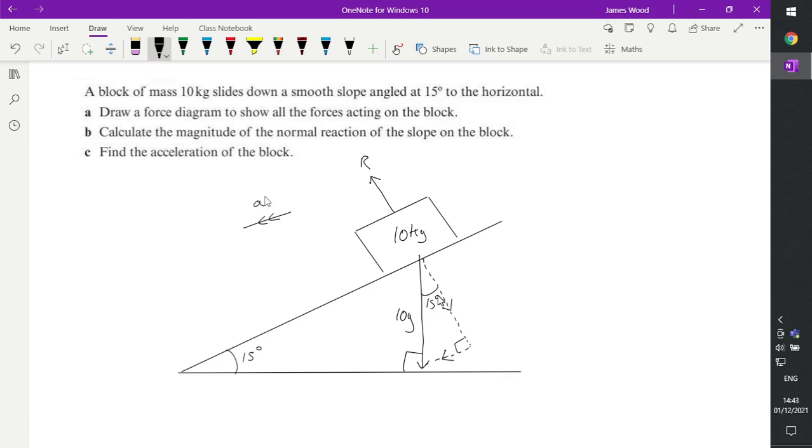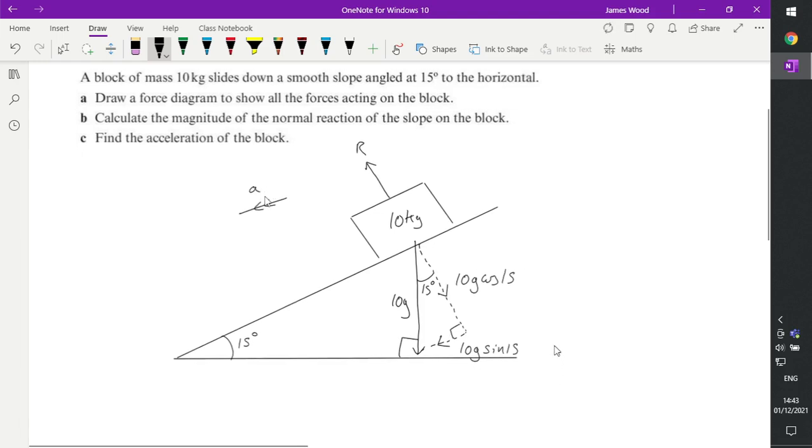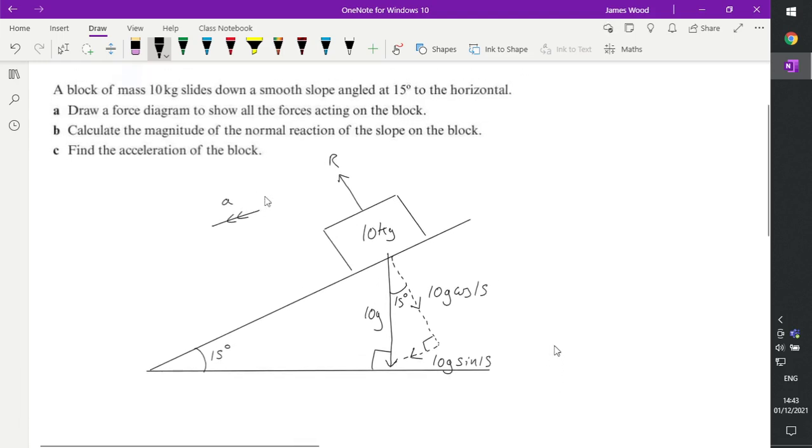So this component here is adjacent to the angle. So this is 10g cos 15. And then this one here is opposite the angle. So this is 10g sine 15. Okay. Now to find the reaction force, or to find R, we're obviously looking at forces that are in this direction, perpendicular to the slope. So that's what we're going to do.